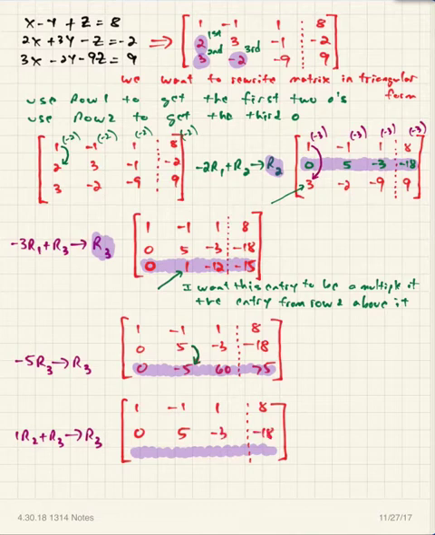And then row 3, what am I doing? I'm just taking 1 times row 2. I'm literally just taking row 2 and adding it to row 3. So add here and you get 0. Add in the next entry and you get 0. Add here and you get 57. And add -18 and 75, and notice you get 57 there also.